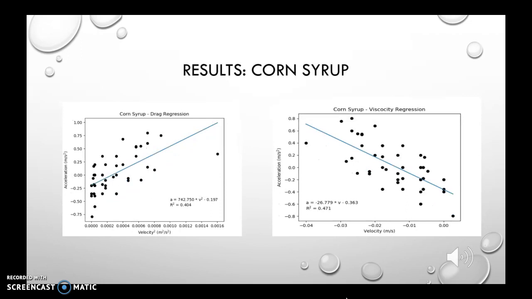On the other hand, for corn syrup, we have a lot more data points since it was moving a lot more slowly, and we can see that although it's not as linear, there still seems to be a preference for viscosity over drag in our fits.